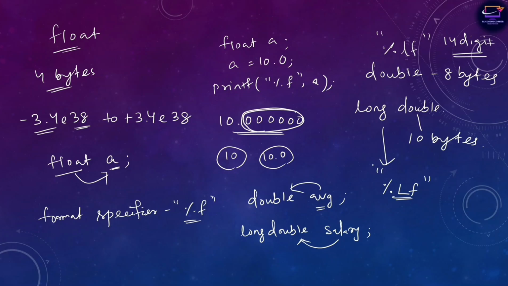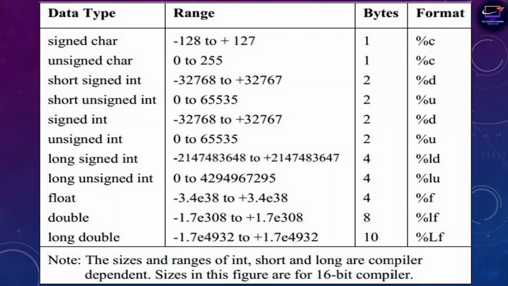So in the context of a 16-bit machine, I will draw a table here. See, here the data types are present, their range, how many bytes they occupy in memory, and their format specifier. Everything is written, right? So that's it for primary data types in C.